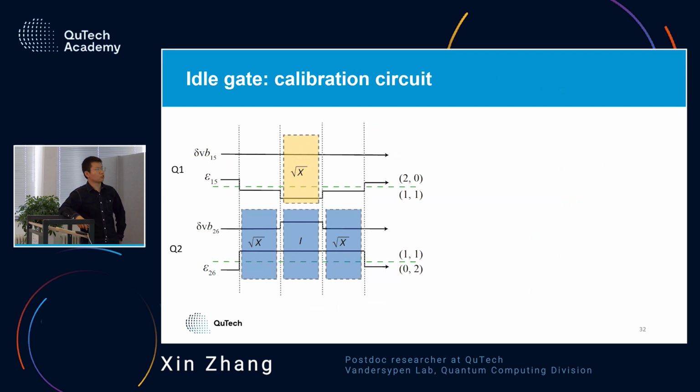And so now I will introduce the calibration we do. So this is a calibration process. We perform a Ramsey sequence for Q2. We do an X rotation of 90 degrees to the equator, and then we do an identity gate, what we think is an identity gate, and then we do the X rotation back.